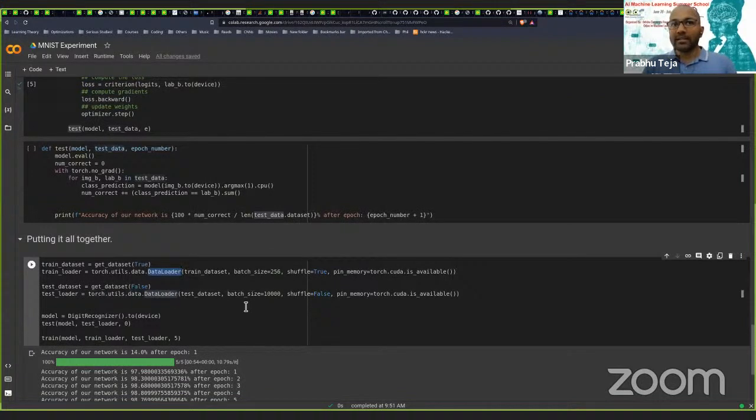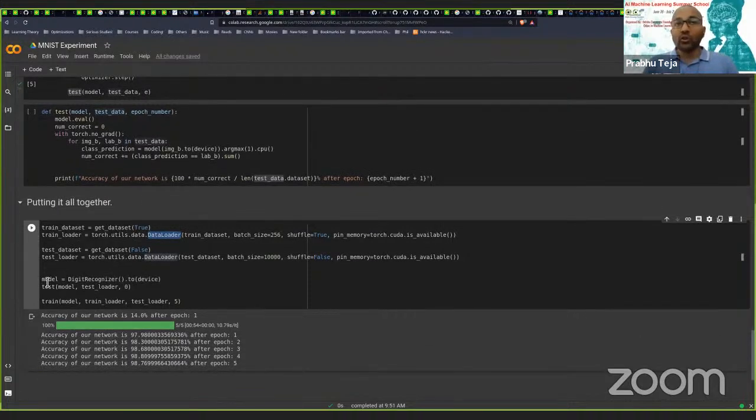It is the exact same code, except that I don't want to shuffle the test data because it's just for me to understand if the network is working. So now I instantiate the model, the digit recognizer that I had defined at the top, and move it to the device that I'm interested in, that is the GPU. Before training, I want to test once how good the model is.